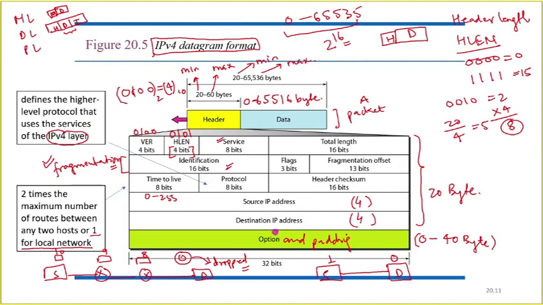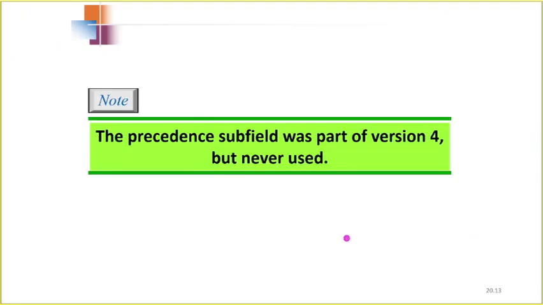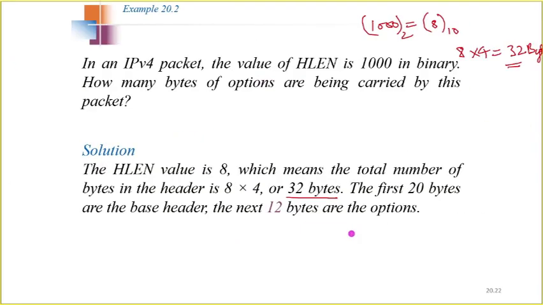If options are there, the option size ranges between 0 and 40. So 20 plus 0 will be the minimum, 20 bytes. But if the total length is more than 20, there are some options. In this example, 20 is the minimum for the header, so the extra 12 bytes are there. This extra 12 bytes will be for the options. That was basically what was asked in the question.